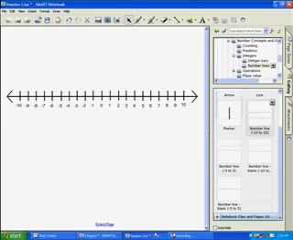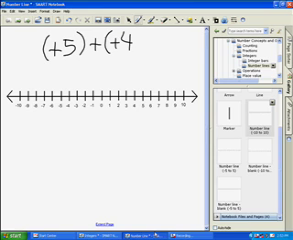So let's translate that over to the number line now. So the first thing you always want to do is find the number on your number line. So again, we're doing positive 5 plus positive 4. Okay, so the first thing we're going to do is find positive 5. And we're going to start at our 0, which is right there. And we're going to count over 5. So we're going to go 1, 2, 3, 4, 5.